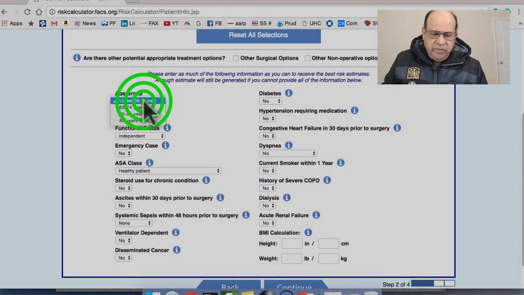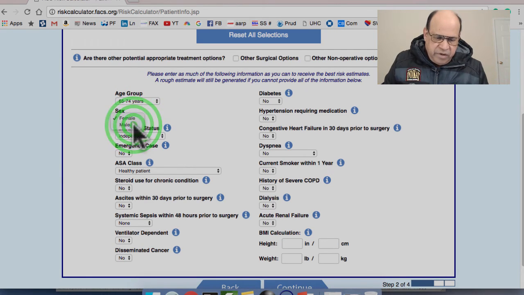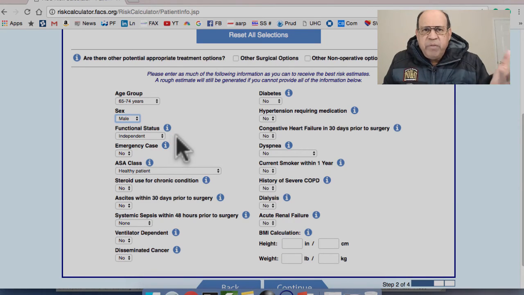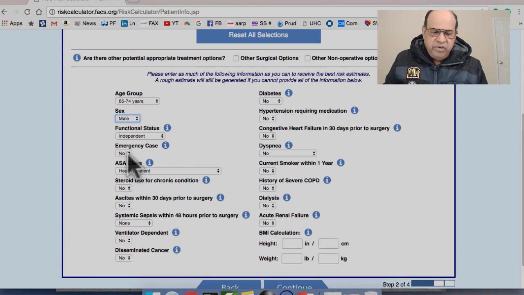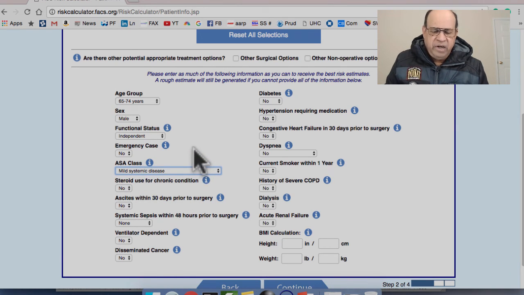Okay, let's fill out some of this. So we got a patient who is between 65 to 74. This is a male patient. He's functional, he's independent, he's walking around, so no problem. This is an elective surgery, so it's not emergency. Anesthesia, he's reasonably healthy. I mean, he's got mild systemic diseases, let's put it that way. The patient is not on steroids, no ascites, no sepsis, he's not on ventilator, and this patient does have diabetes. He's taking oral hypoglycemic drugs.